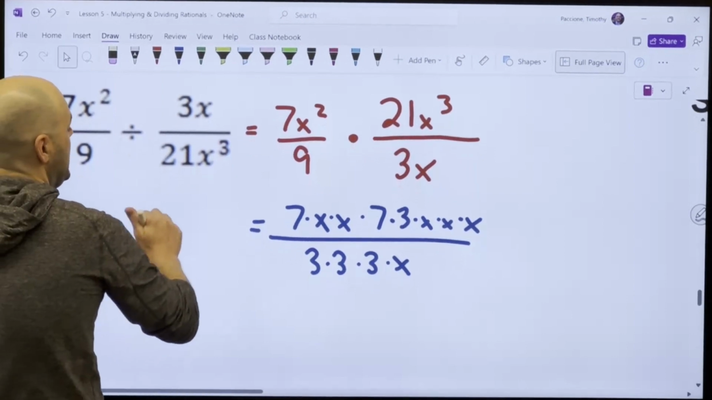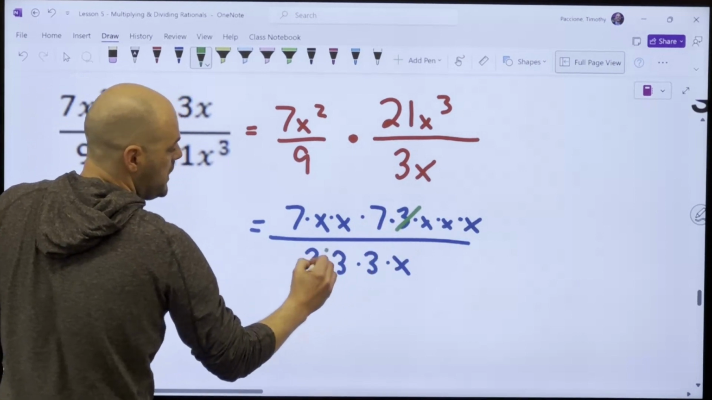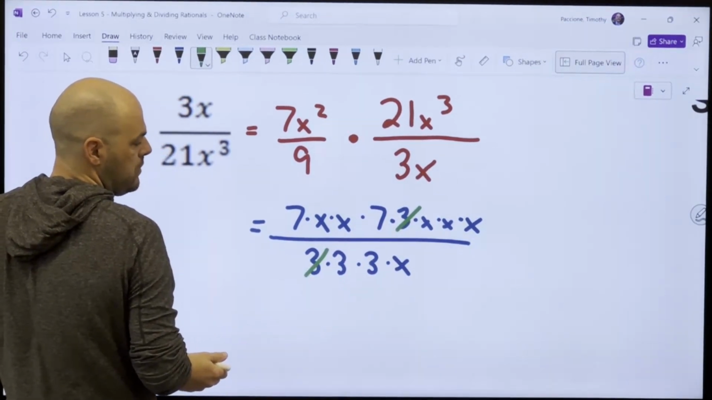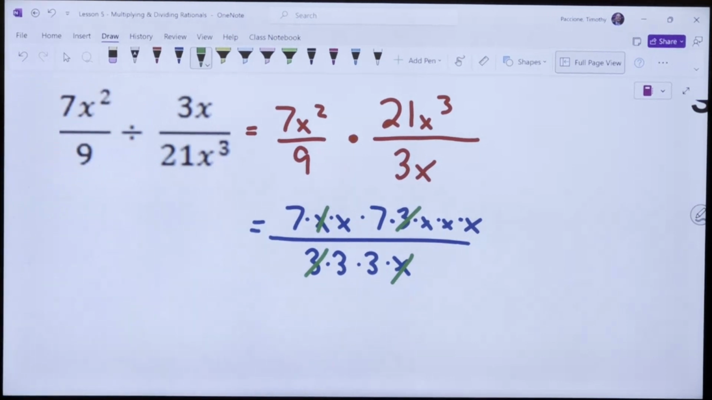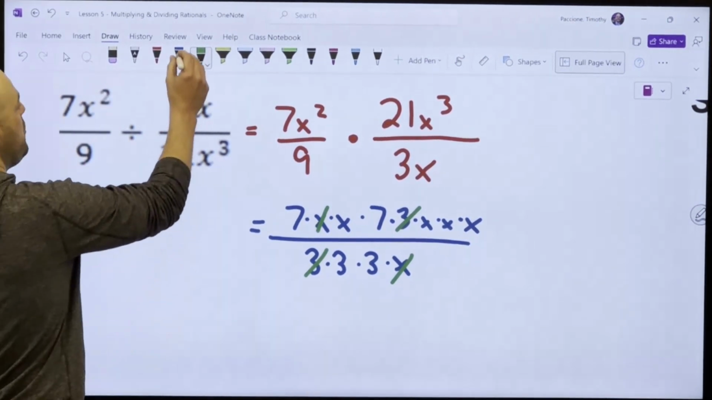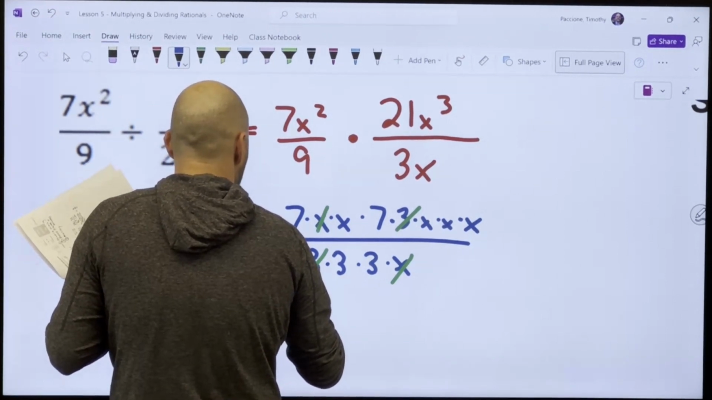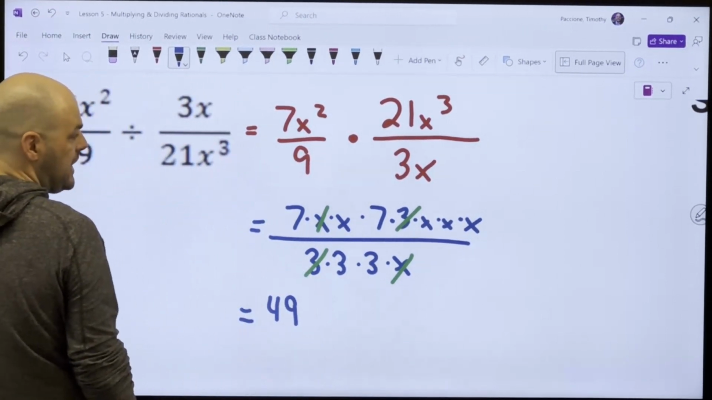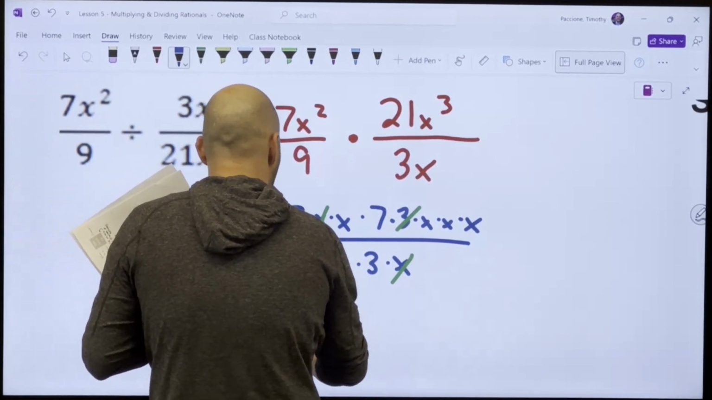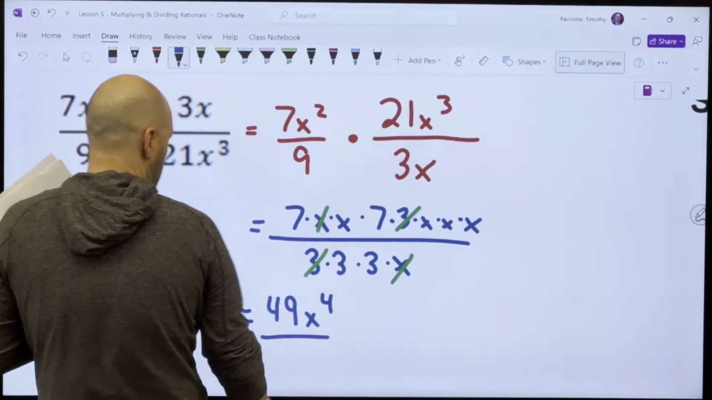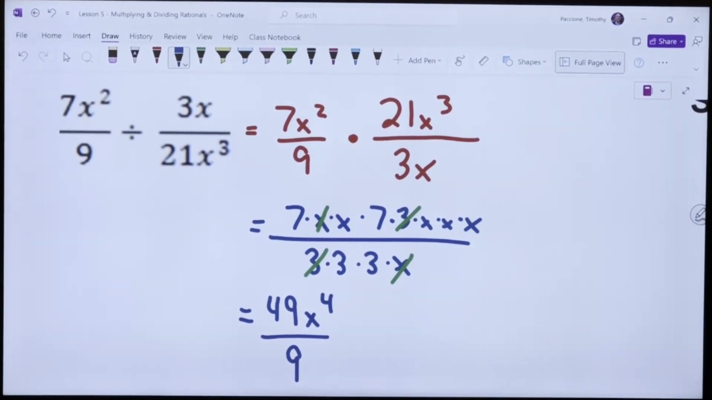So what would end up canceling here? One of the 3's, and what else? 1x, and then there's nothing else that I see on the top and the bottom. So I bring together what's left. 7 times 7 is 49. X times x times x times x is x to the fourth. 3 times 3 is 9. And I end up with my answer, 49x to the 4th over 9.